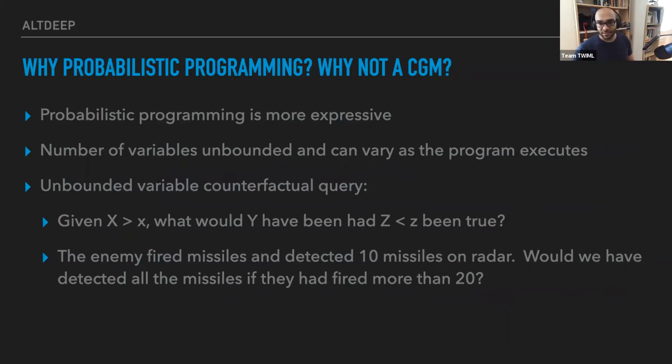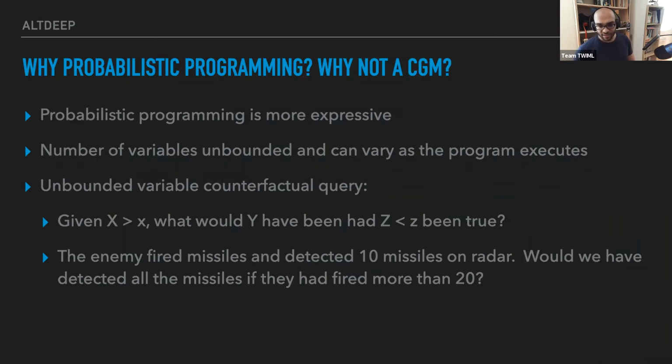The question that comes here is, if you're taking my workshop now and we haven't gotten to counterfactuals yet, we'll see that we can model counterfactuals using a causal generative model, namely something called a structural causal model. And the question becomes, if we have structural causal models, a kind of causal generative model, why would we want to use probabilistic programming? The argument here is that probabilistic programming is more expressive. One thing you can do is have an unbounded number of variables, and that number of variables can vary as the program continues to execute.